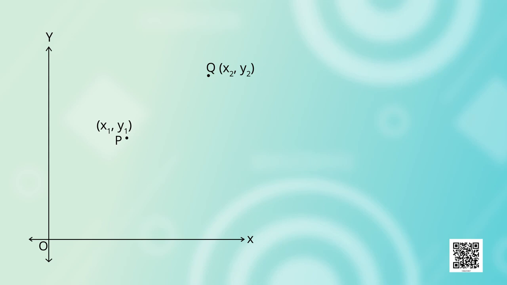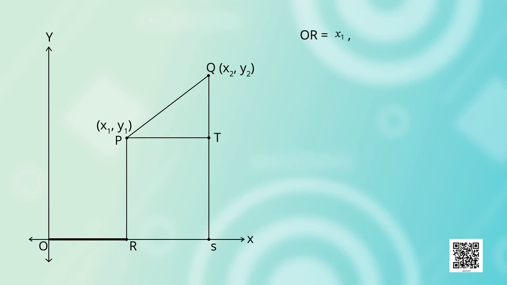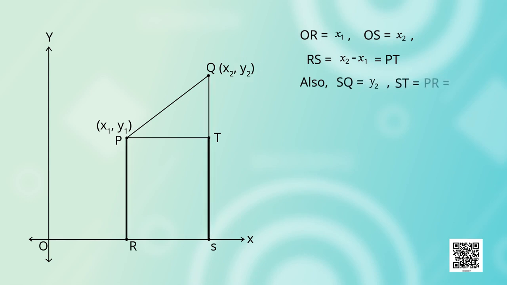Children, we will first draw PR and QS perpendicular to the x-axis. A perpendicular from the point P on QS is drawn to meet at the point T. So, in this case, OR is equal to x1, OS is equal to x2. So, RS will be x2 minus x1, which will be same as PT. Also, SQ is equal to y2, ST is equal to PR is equal to y1. So, QT will be equal to y2 minus y1.